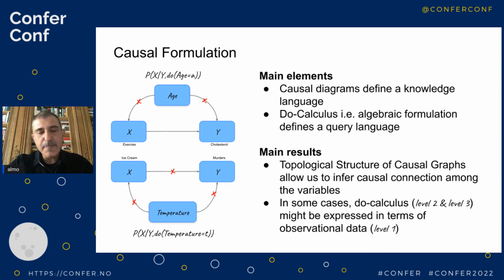The important thing here is that we can analyze the structure of the graphs from the topological point of view, and we can infer causal connections from the data, which is really important because, again, before we were not able to do this kind of thing. And the second important result is that with the proper analysis and in some specific situations, we can infer level 2 and 3 information just from the observational data that we have at level 1. So this is a very interesting result because, again, we can have a proper way to build those diagrams and introduce them as a part of the system.